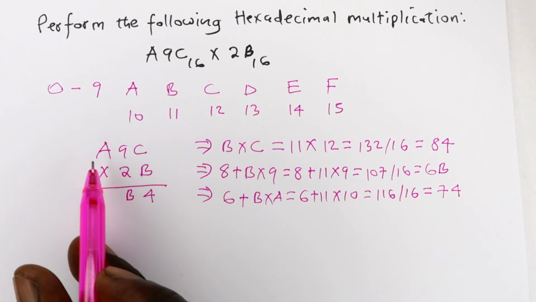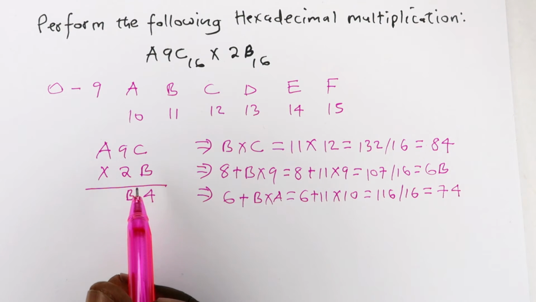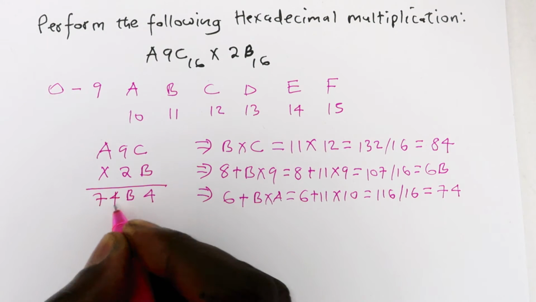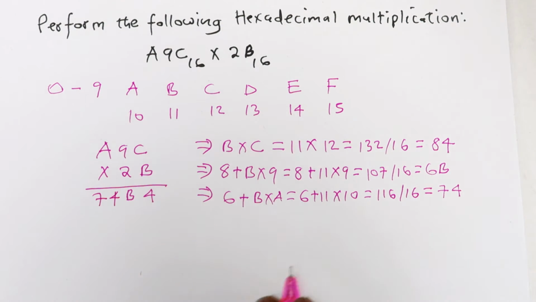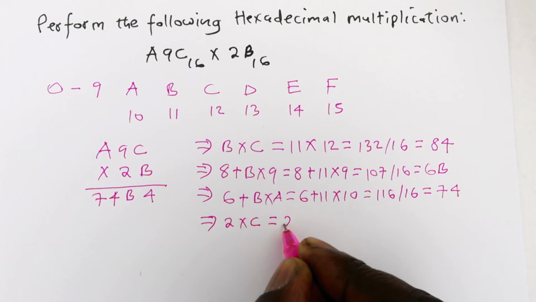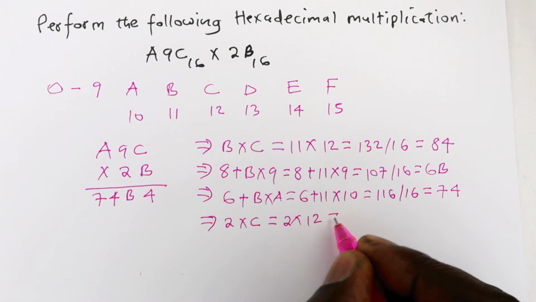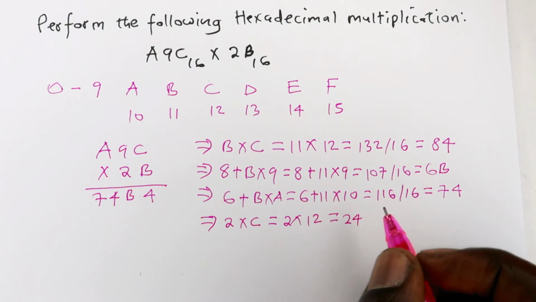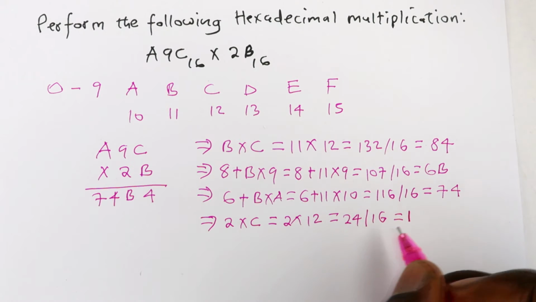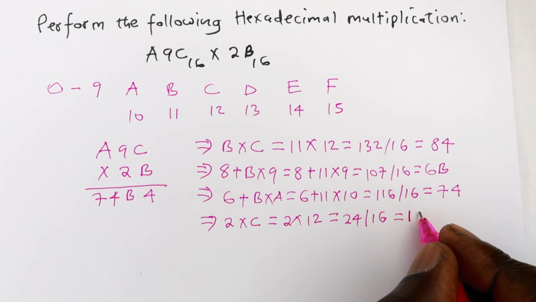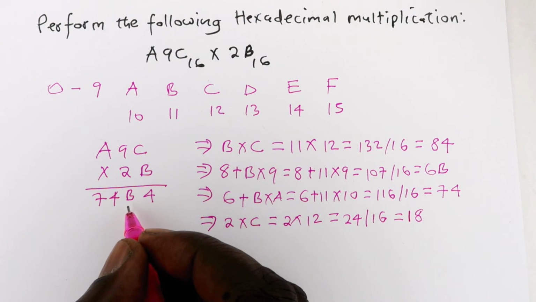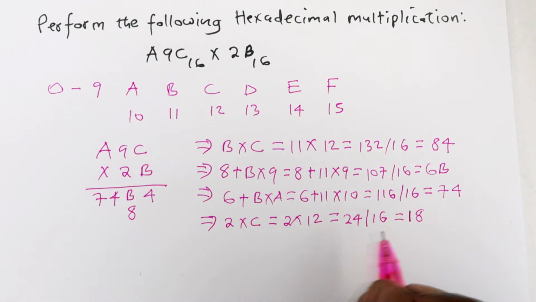So since there's no other number to be multiplied by B, just write the final value the way it is, that is 7, 4. So the next step is to multiply by 2. So we're going to have 2 times C, which is the same as 2 times 12, that is 24. And 24 is a decimal number. Divide it by 16. 16 into 24, 1 time, and then there's a remainder of 8. So the hexadecimal number there is 18. So you come and write 8 under 2, and then you have a carry 1.